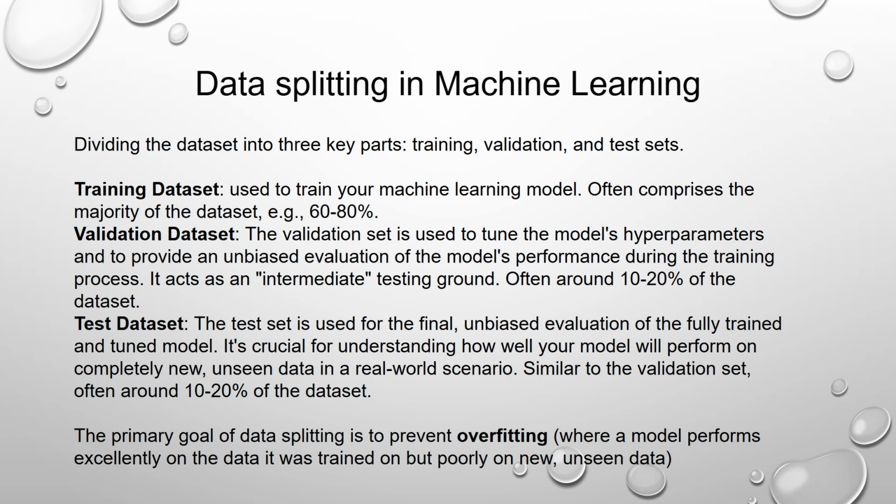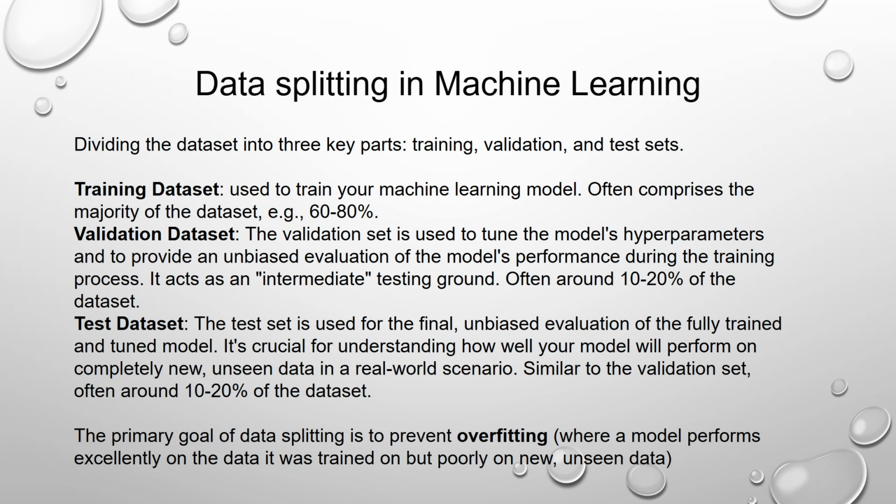So the validation dataset is different from the test dataset. The test dataset is used to test a fully trained model. But in the case of a validation dataset, it is used during the training of the model. So we can use this dataset and adjust the parameters of the model. It is an intermediate testing ground.